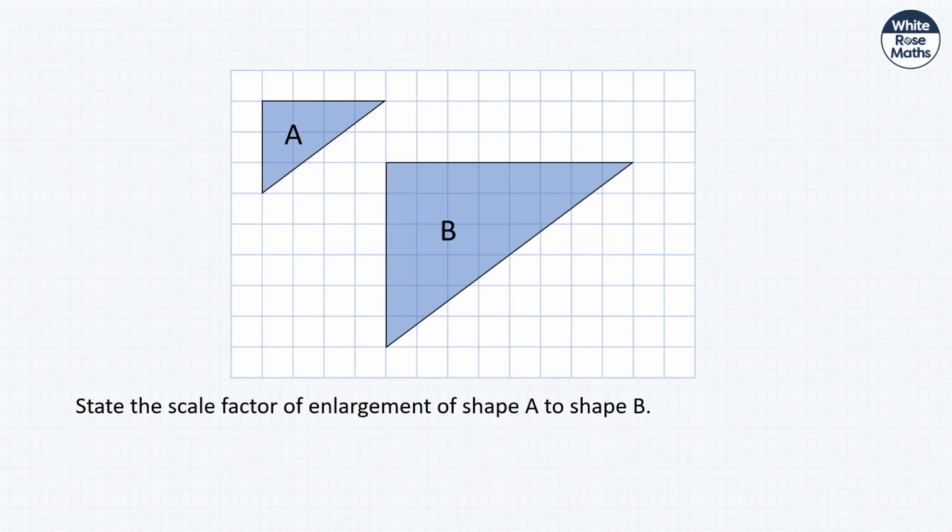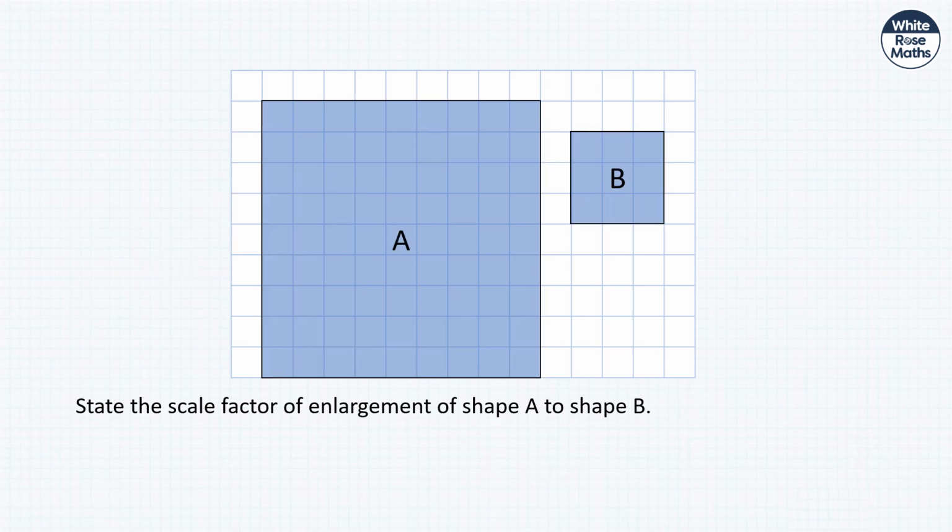Okay, state the scale factor of enlargement of shape A to shape B. Again, counting the squares 1, 2, 3. So it's 3 squares down. 1, 2, 3, 4, 5, 6. So to go from 3 to 6, I'm multiplying by 2. So from A to B, the scale factor of enlargement is multiplied by 2. If it was B to A, then that would be a scale factor of a half. So read it in the order that it's saying.